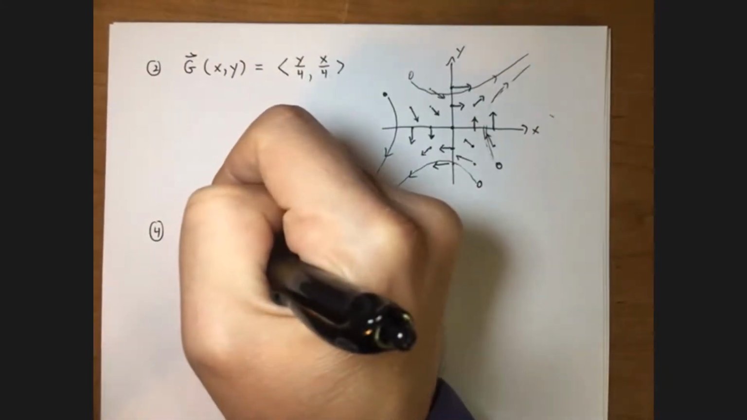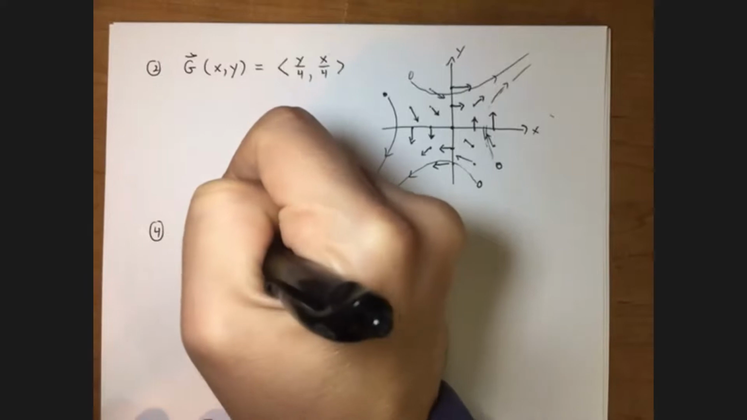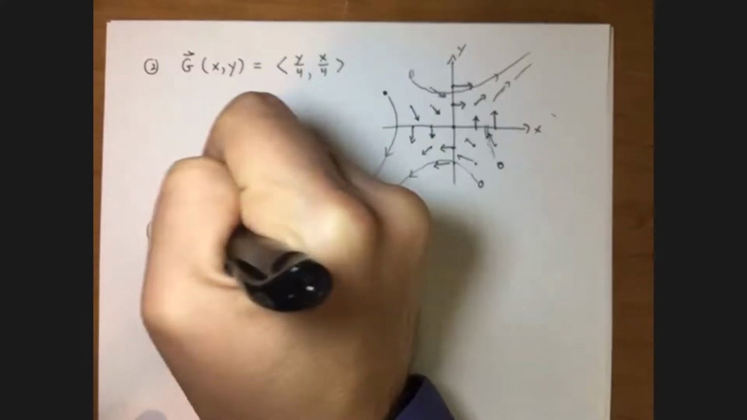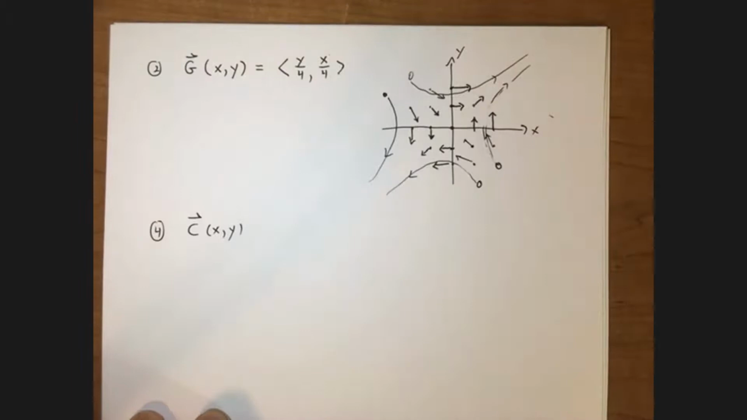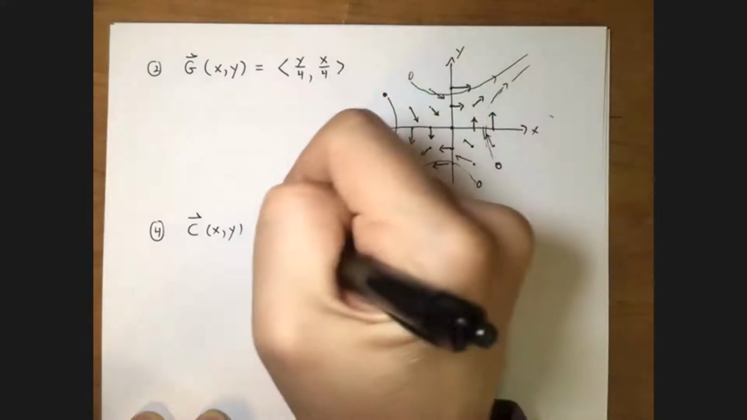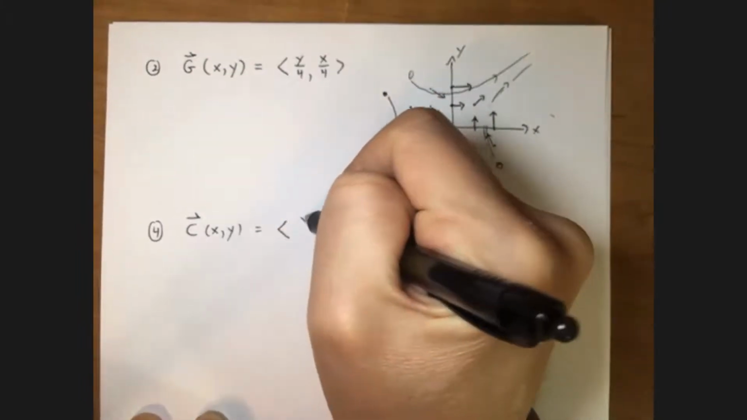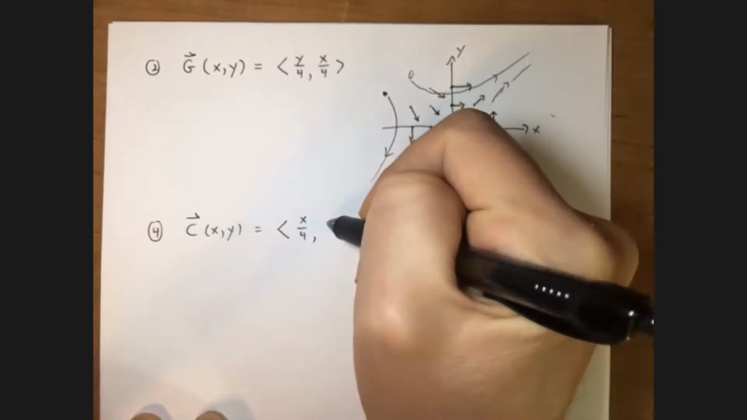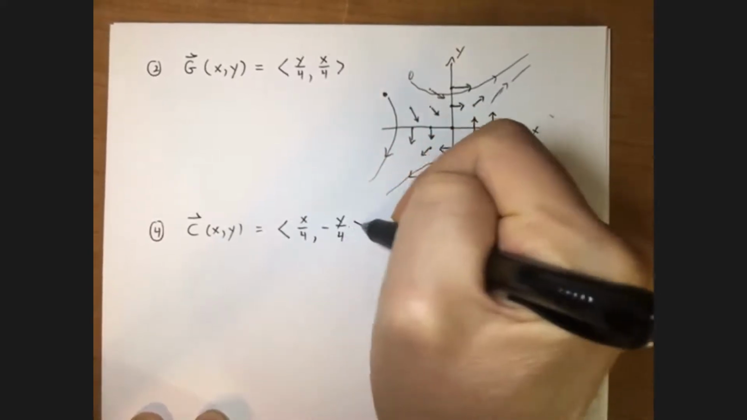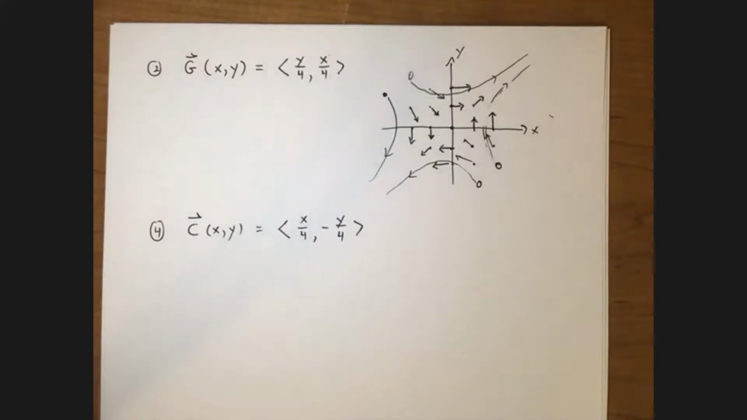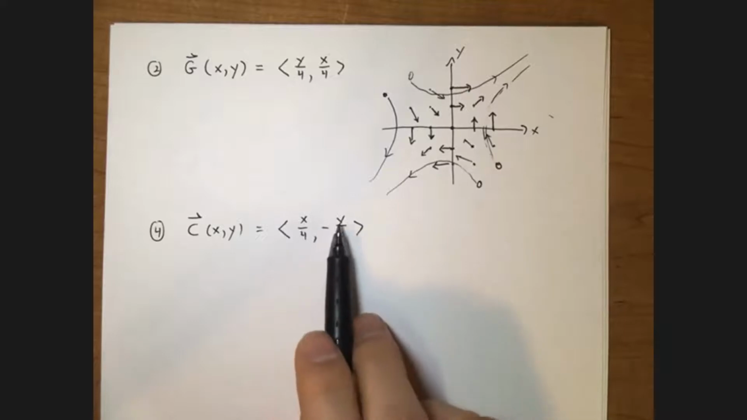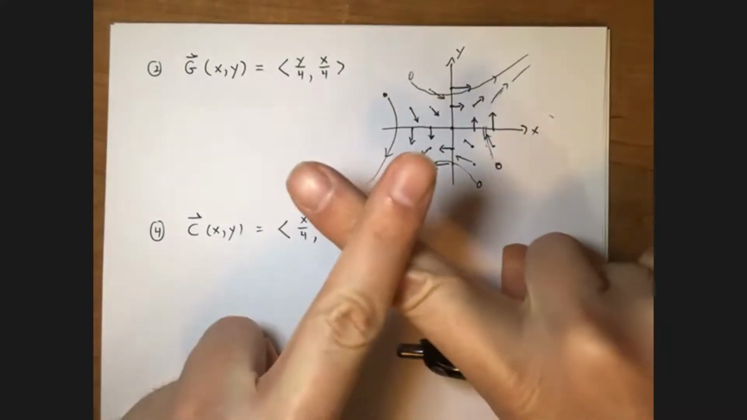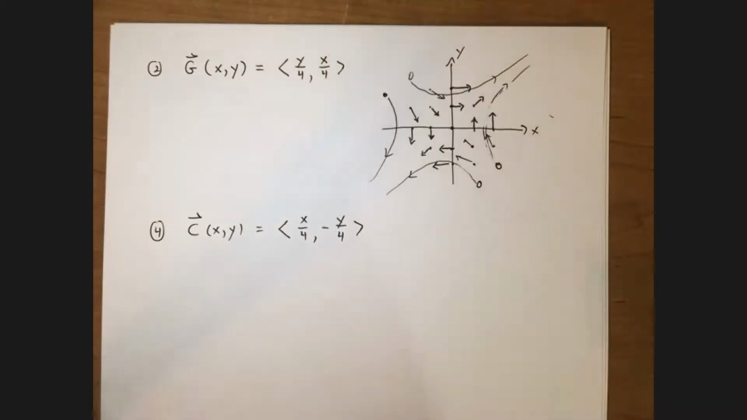Let me call this one C of x, y. Put my little vector symbol there to denote that it's a vector field. And I'm going to define this one to be x over 4, negative y over 4. I'm dividing by 4 for a reason. It's because I don't want my vectors to be so large that they overlap each other. In these pictures, if I just wrote x comma negative y, the vectors would be crisscrossing each other and it would be very hard to see the picture. That's the only reason I'm putting a 4 here. It's just to make the picture look a little nicer.